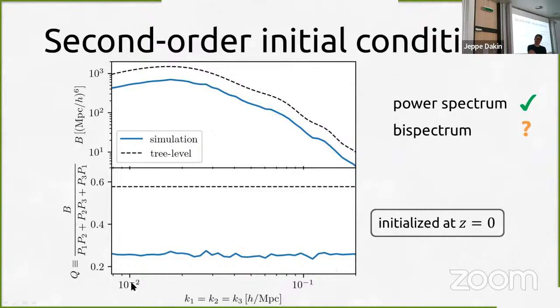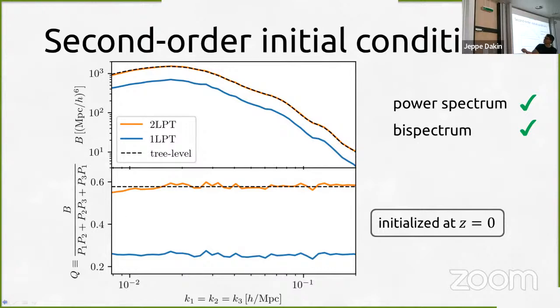The blue line is the thing I get, and the dashed line is what you could compute from theory, from the so-called tree-level perturbation theory. And it doesn't quite match, which is sad. But you can then do this. It's a very new thing. I don't really get why it works as well as it does.